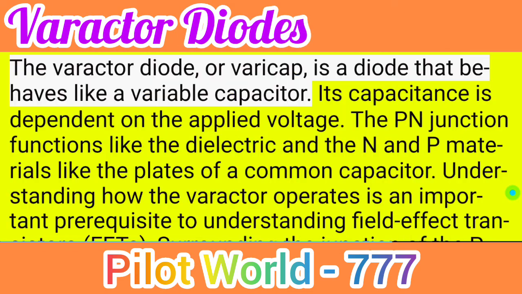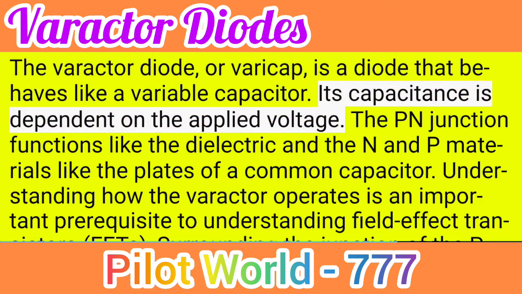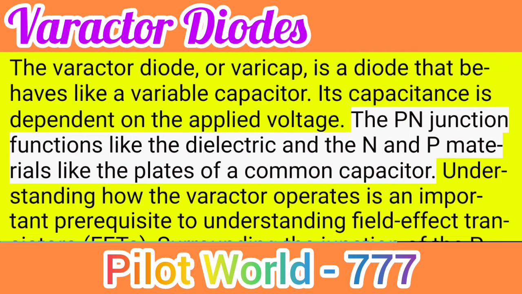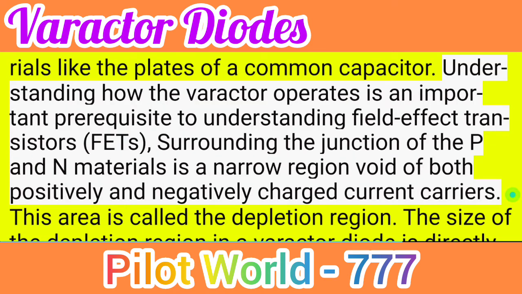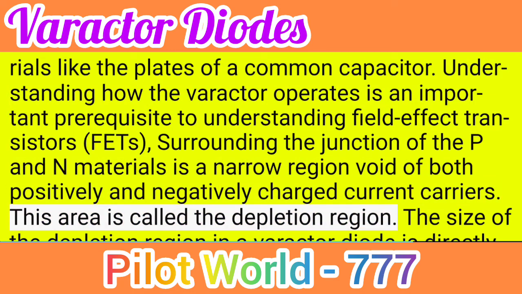Varactor diodes. The varactor diode, or varicap, is a diode that behaves like a variable capacitor. Its capacitance is dependent on the applied voltage. The PN junction functions like the dielectric and the N and P materials like the plates of a common capacitor. Understanding how the varactor operates is an important prerequisite to understanding field effect transistors, FETs. Surrounding the junction of the PN materials is a narrow region void of both positively and negatively charged current carriers. This area is called the depletion region.